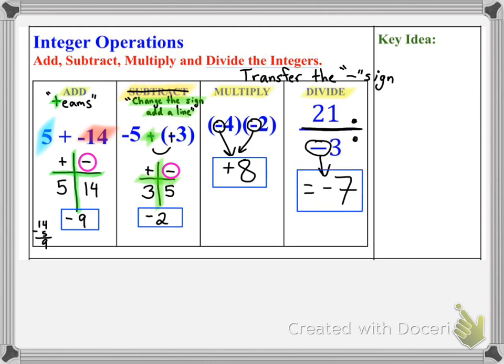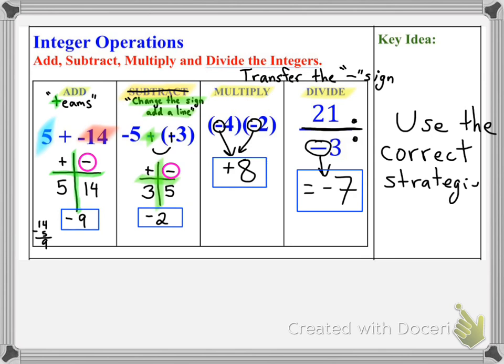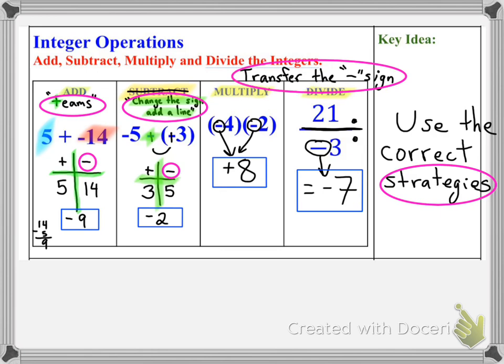And that's it. So the key idea for any integer operation is to remember, of course, the correct strategy and use the correct strategy. For adding is teams. For subtracting doesn't exist. So we change the sign, add a line. And those are the three strategies that you need to have on your paper. Teams, change the sign, add a line, and transfer the negative sign for multiply and divide.